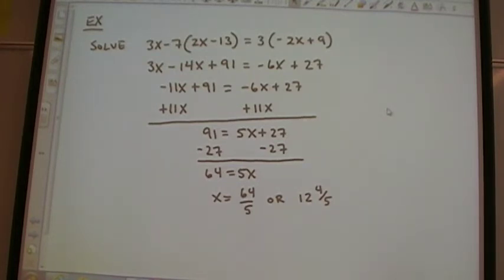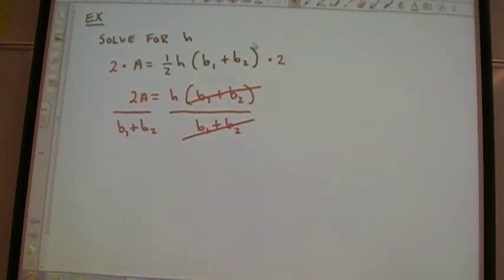Any question on that one? All right. Next. All right, the black is the problem, the red is your work. Solve for H. That formula, A equals 1/2 of H times B1 plus B2.